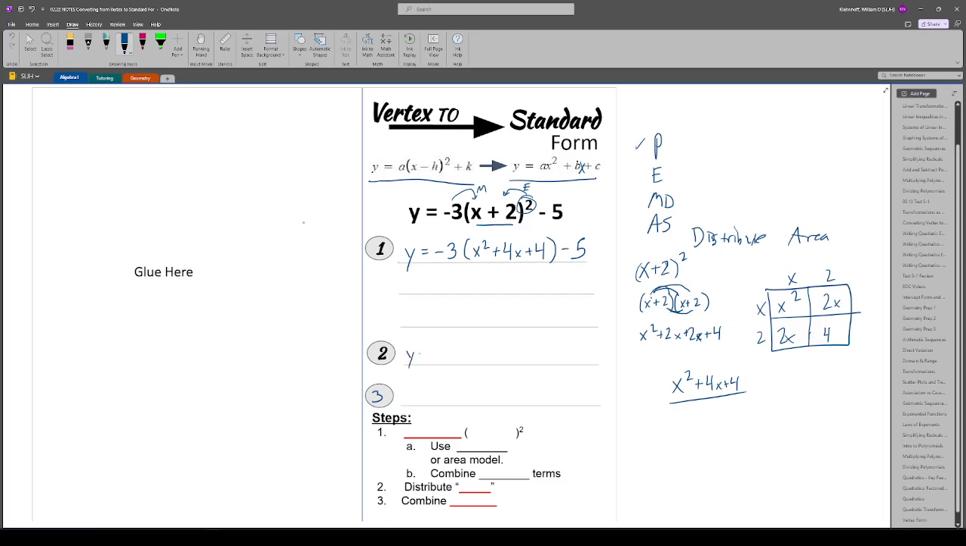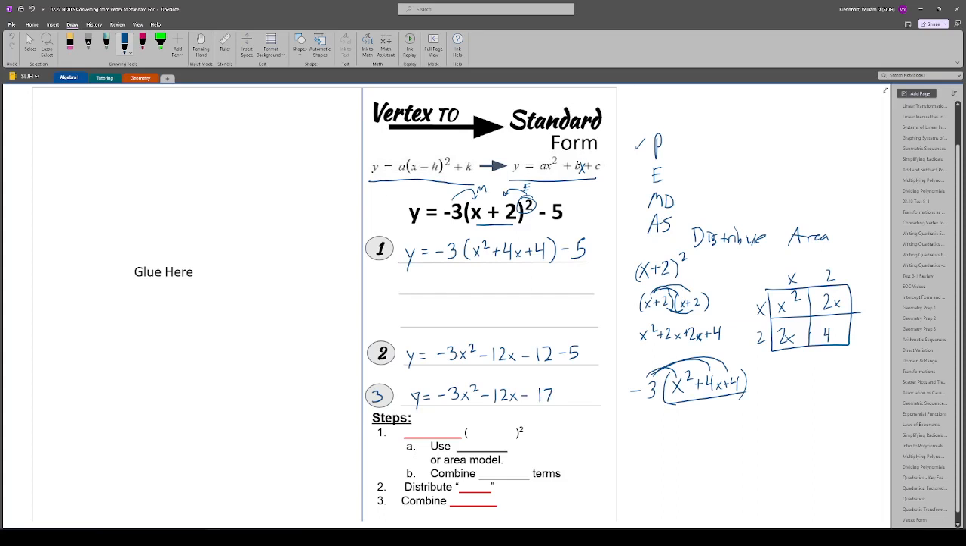Next, we need to distribute the negative 3. So we're going to distribute the negative 3 to all three of these terms. I'll write that over here. So we distribute 1, 2, 3 things. That's going to get rid of the parentheses, and we'll be left with negative 3x squared minus 12x minus 12 minus 5. And then the final step is to combine our like terms. We ended up with two constants, one that was from k and one that came out of this perfect square trinomial. So we get as a final standard form answer, negative 3x squared minus 12x, and then negative 12 minus 5 gives us negative 17.